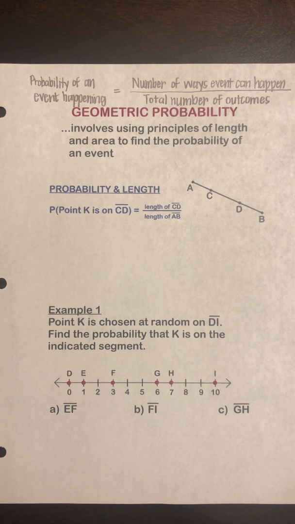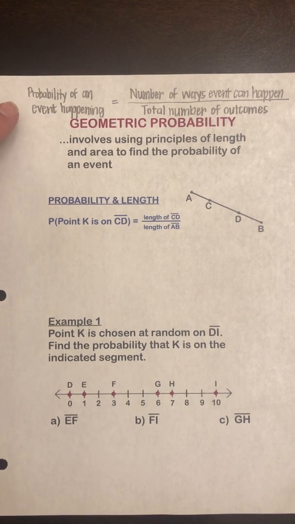But just as a reminder, and this isn't typed on your notes, but I wrote it at the top here to remind you of just in general, what does probability in math mean? Here it says the probability of an event happening is going to be equal to the number of ways that that event can happen divided by the total number of outcomes.